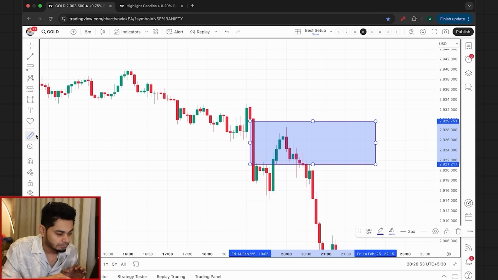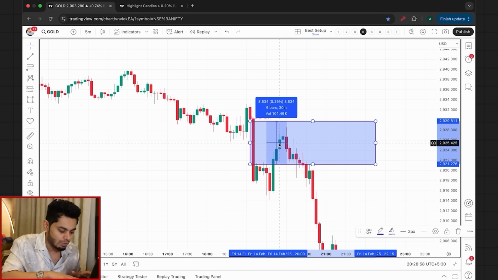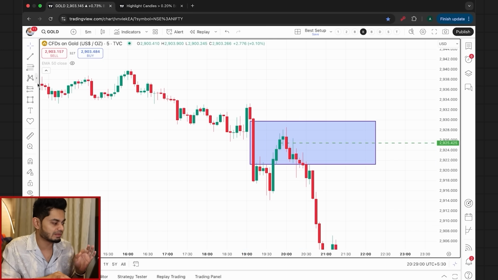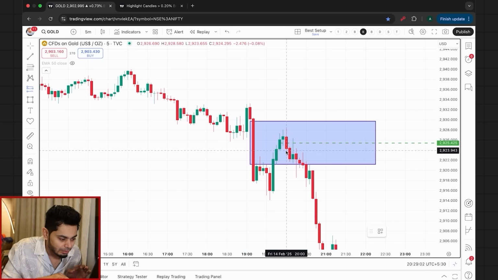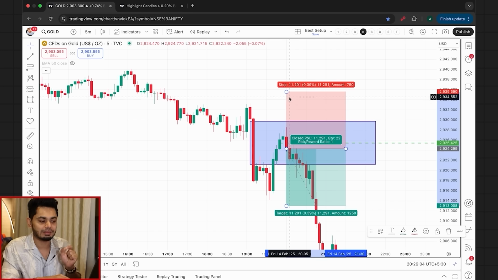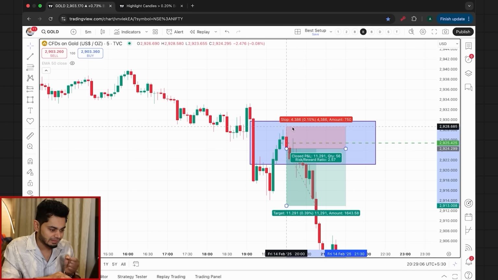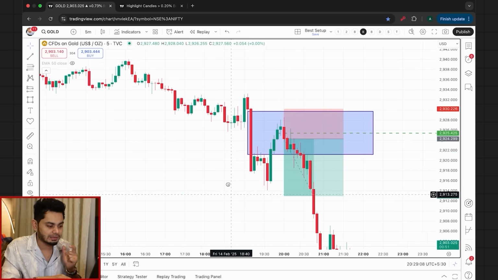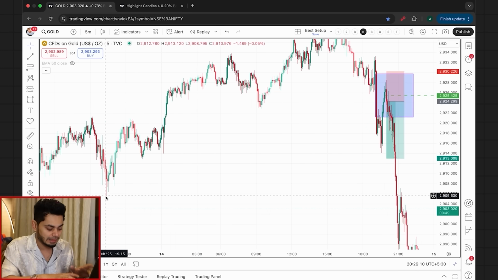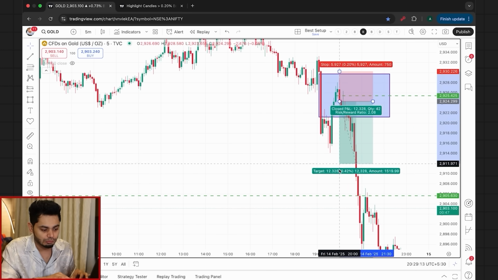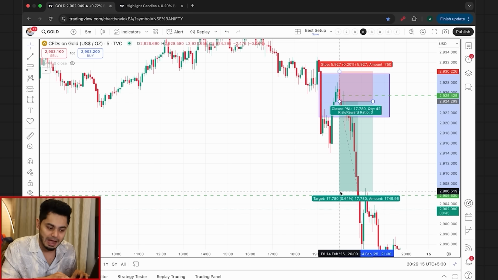Draw a 50% line and make a rule that if the market trades above this level, this is my sell zone over here, and I get a good entry near that level. Place the stop loss above this candle or above this zone. No problem. Look how far the market has fallen before. It has fallen up to here. It has fallen up to here. So what you do is cut it here.